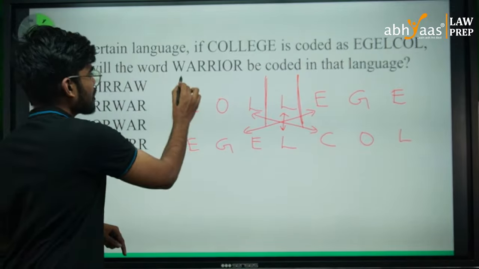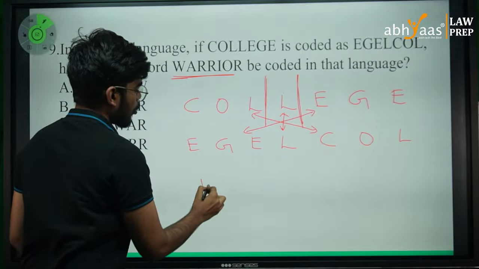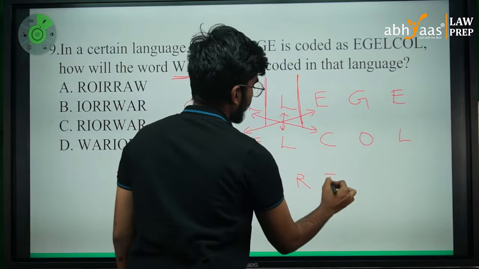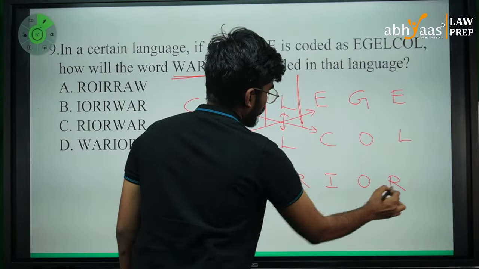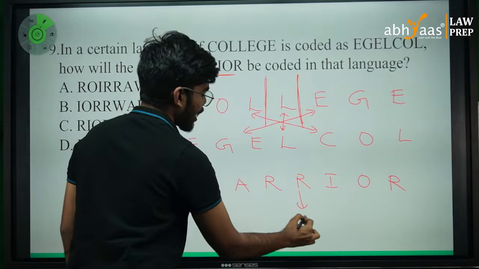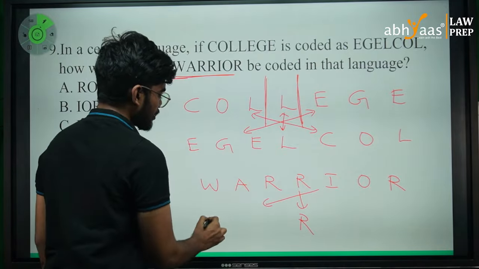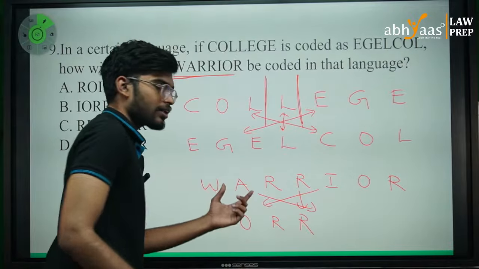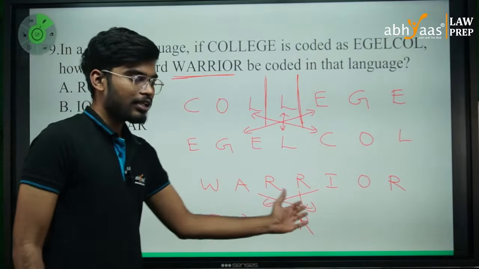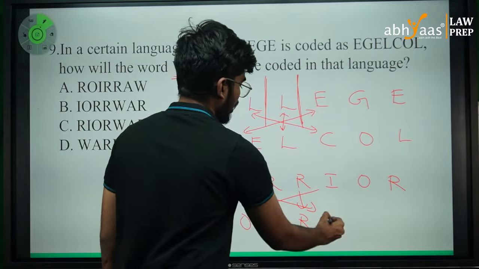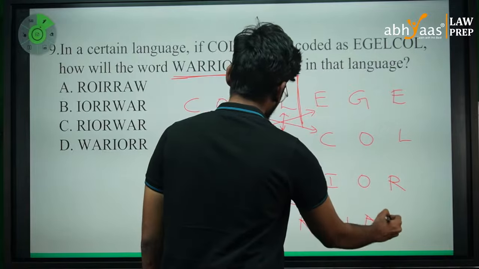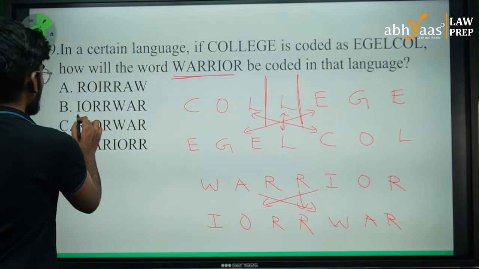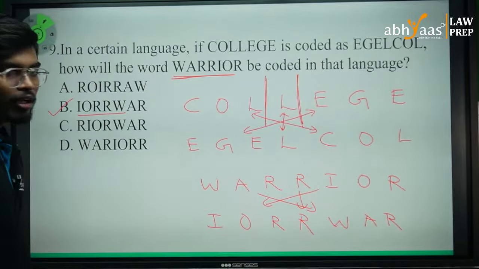Coming to the question, warrior, WARRIOR. Now write the middle letter as it is, I. See here, write this IOR as it is. And what is the word here? First 3 letters, WAR. So what is the answer? IORRWAR. Yeah, it is option B. IORRWAR.